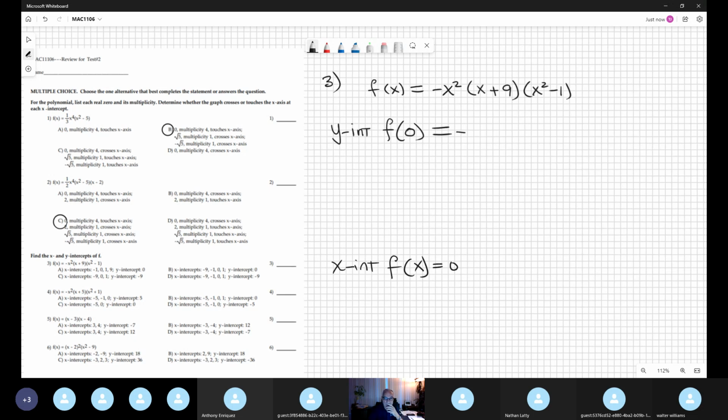It's obvious: minus 0 squared times (0 plus 9) times (0 squared minus 1). It's obvious that I don't care. This is 9, this is negative 1, but in the multiplication I don't care because 0 squared is 0, and 0 times any number is 0, and 0 has no sign. So it makes no sense to talk about negative 0. 0 is 0. So the point is (0, 0). This 0 is x, and this 0 is y. Clear?